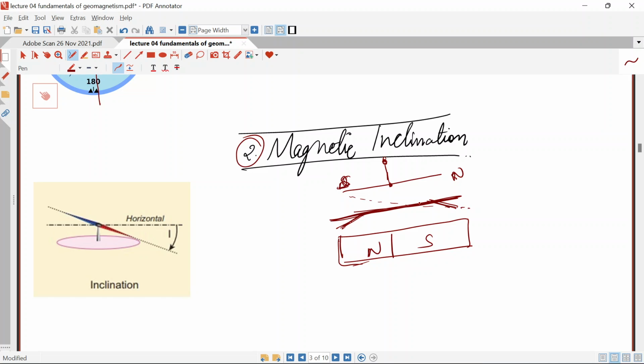And if you consider this as the earth and this as a compass, there is an inclination made with respect to the earth's axis or earth layer. If you consider this horizontal as the earth's surface, and the compass makes an angle, an inclination, then the angle between the horizontal and the compass is said to be the magnetic inclination, or simply it is also called the dip angle.